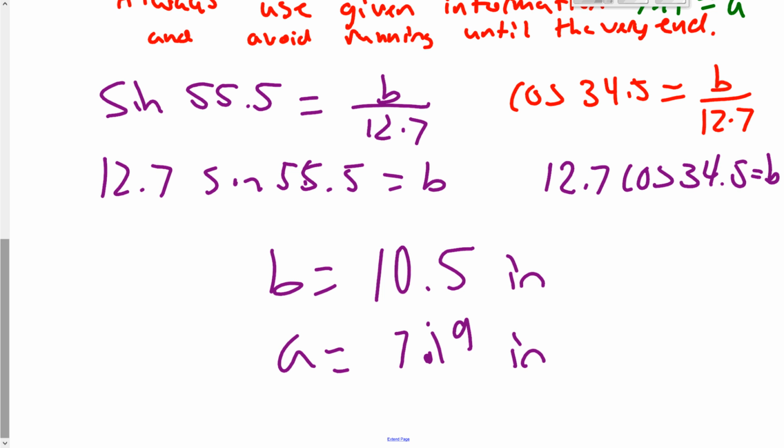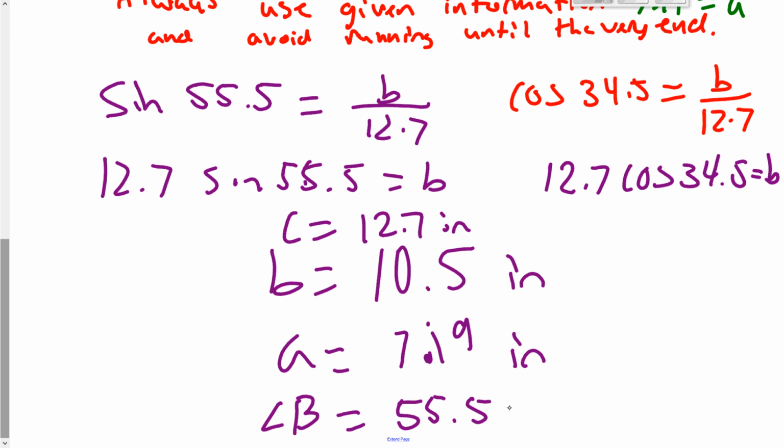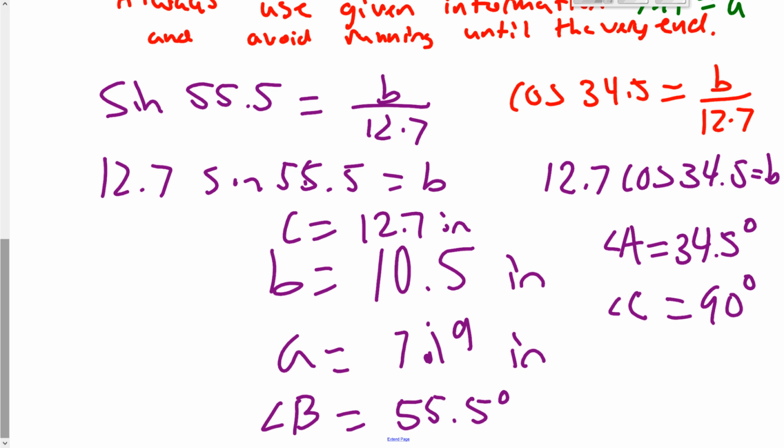And then our angle B is the only one that we need to find, right? C is given to us, so if you want to put that in the list, that's fine. Angle B is 55.5 degrees. Angle A, they give to us, but you can put it in there, is 34.5 degrees. Angle C, we know is 90 degrees by the right angle. Okay, so that's how you solve given one side and an angle.